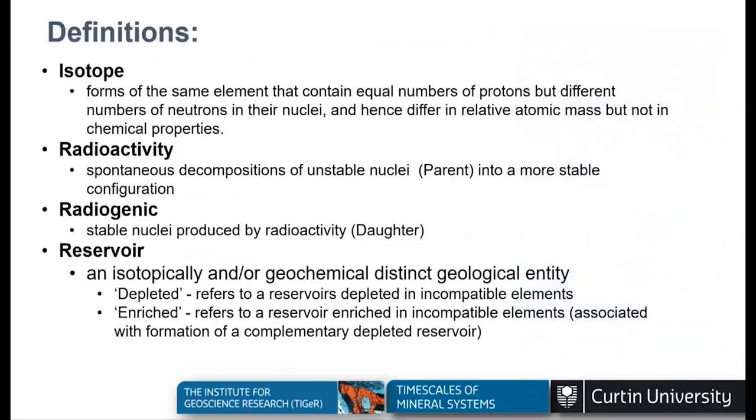So just some definitions that Pete's already touched on. Isotopes are forms of the same element that have different numbers of neutrons and therefore different atomic mass. Radioactivity is the spontaneous decomposition of these unstable nuclei. Throughout the talk, I'll refer to these as parent isotopes or parent nuclei. The process of radioactive decay generates radiogenic isotopes, which are often referred to as daughter isotopes.